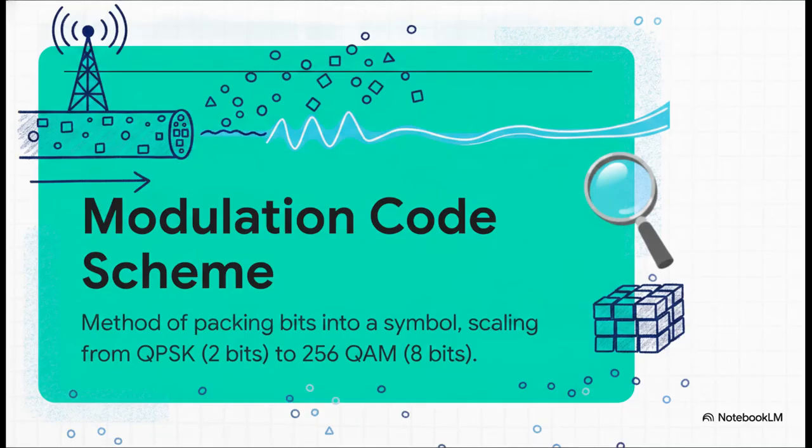So let's look a little closer at one of those powerful variables, the modulation code scheme, or MCS. According to the notes, modulation is essentially how tightly you can pack data bits into a single symbol. If your signal is just okay, the network uses something called QPSK, which packs 2 bits per symbol. But as your radio conditions get better, the network upgrades you. It jumps to 16 QAM for 4 bits, 64 QAM for 6 bits, all the way up to 256 QAM, which crams a massive 8 bits into every single symbol. So modulation acts as the data density in our pipeline. The cleaner your signal, the denser the data.